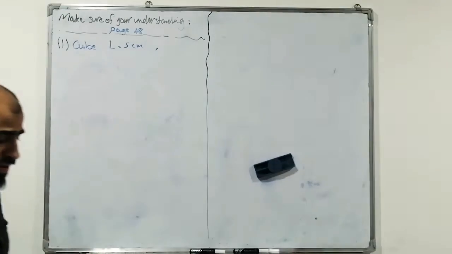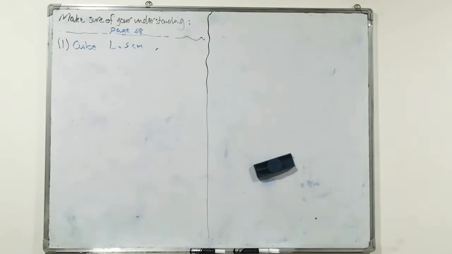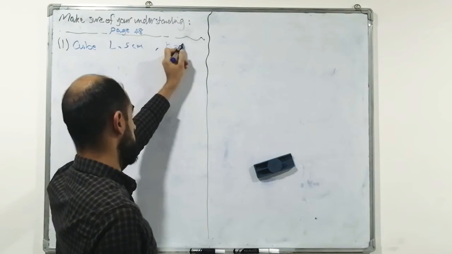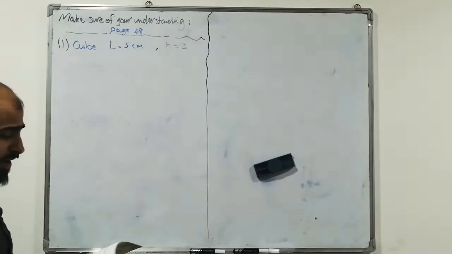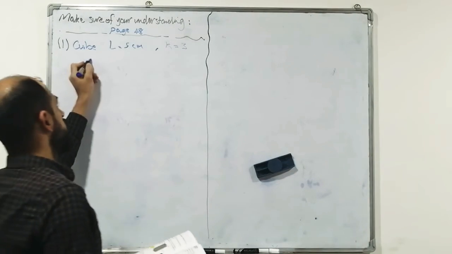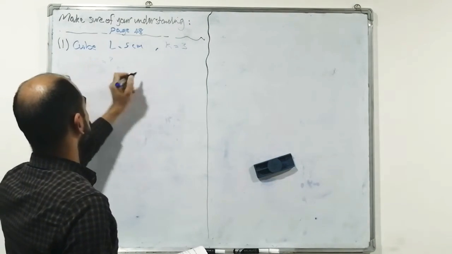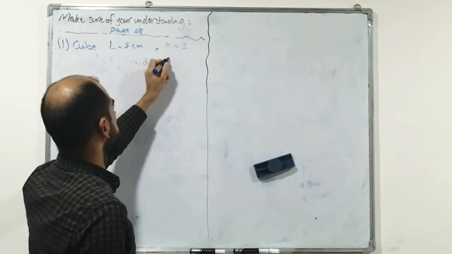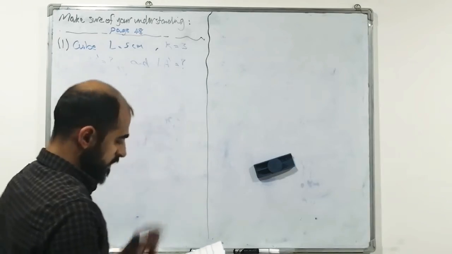And it was dilated by a dilation coefficient. Here we have the dilation coefficient, which is K, equal to 3. Find the volume and lateral area after the dilation.